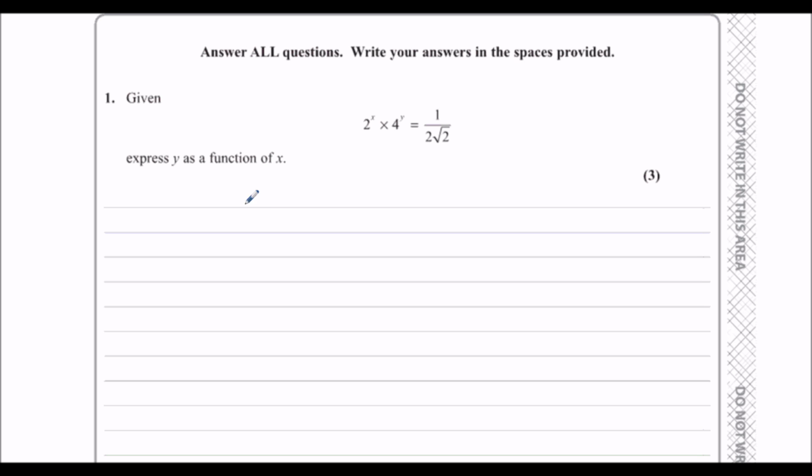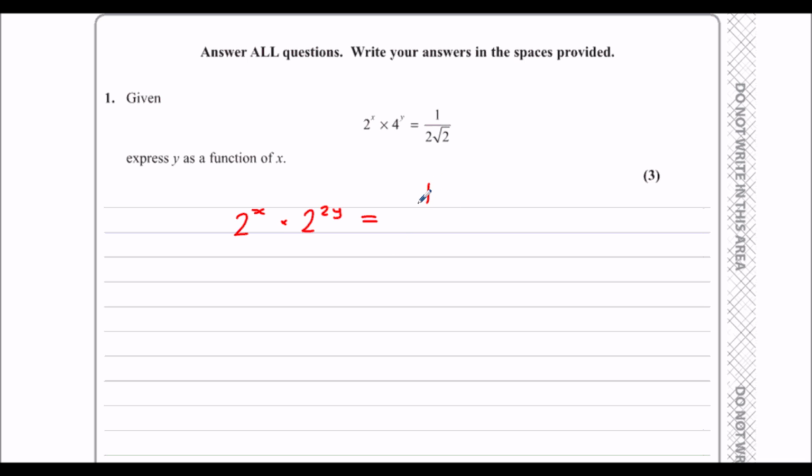So 2 to the power of x times 4 to the power of y. 4 is the same as 2 squared, so we can change 4 into 2 squared. So 2 squared to the power of y is the same as 2 to the power of 2y. And that's equal to 1 over 2 root 2.